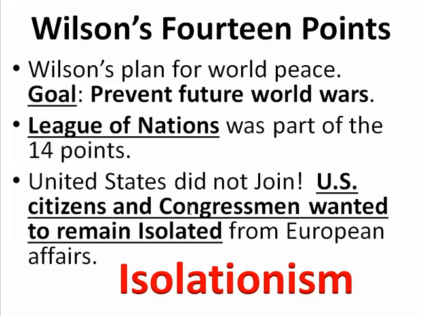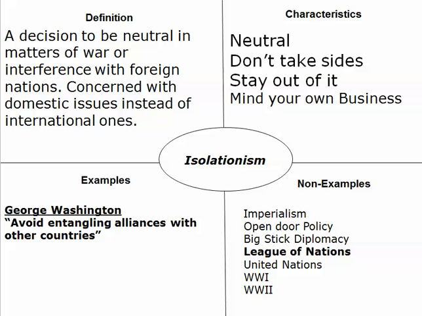In the end, the United States does not approve the treaty and does not join the League of Nations. And the reason why, and you need to know this for the test, or the EOCT, is that U.S. citizens and congressmen wanted to remain isolated from European affairs, and this isolationism goes in line with this isolated part here. Alright, so what does isolationism mean? A decision to be neutral in matters of war or interference with foreign nations, concerned with domestic issues instead of international ones. That would be a good definition.